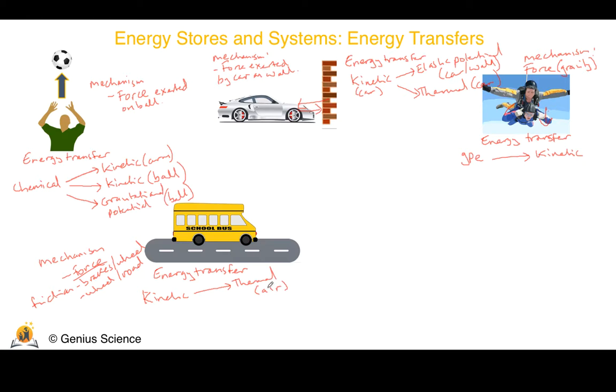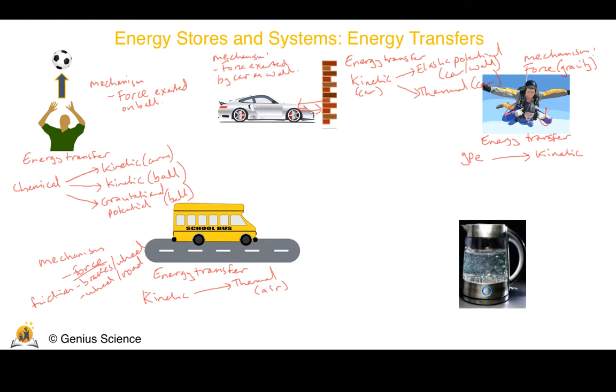So our last example here then is the boiling of water in an electric kettle. The mechanism of energy transfer here, well, we actually have two. First of all, it is electrically, and then via heating. The energy is transferred electrically through the wires to the heating element within the kettle, and then by heating from the heating element to the water.